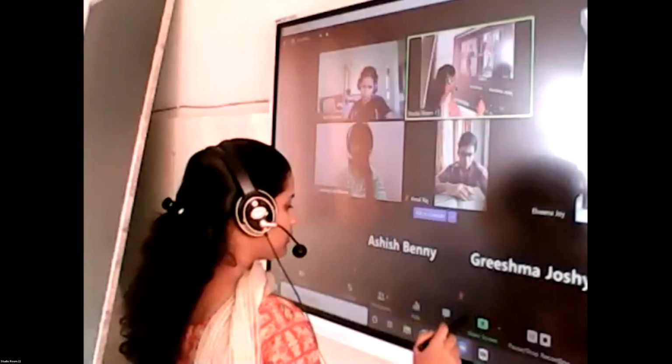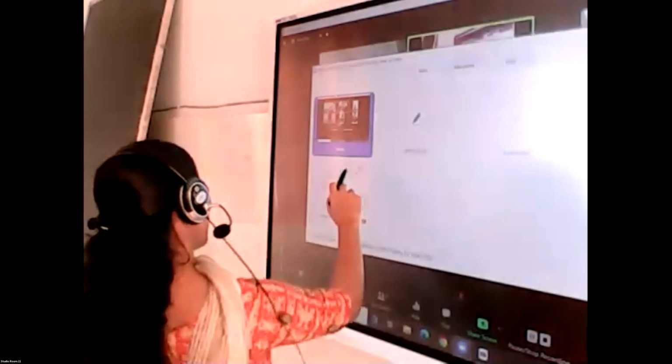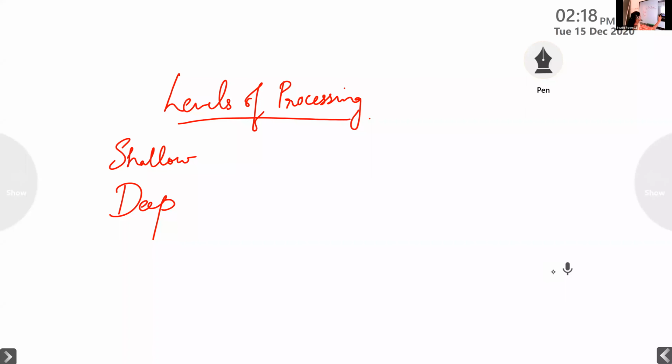Okay. So till now, what two levels did you see? One was the shallow level of processing. In that, the example given here is the word cat. In shallow level of processing, we give attention to or process information regarding the basic structures of what we see or what we hear.